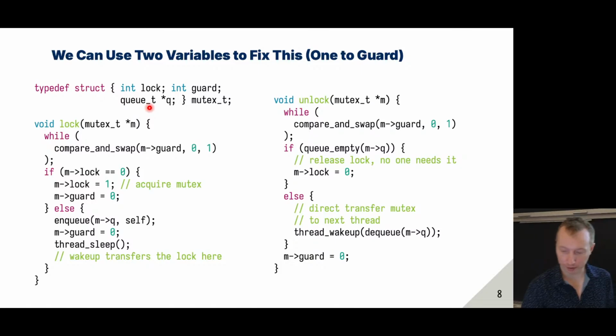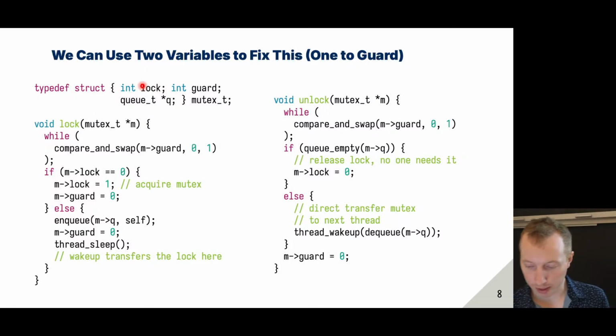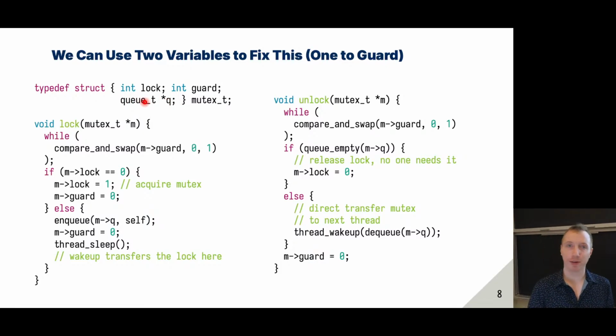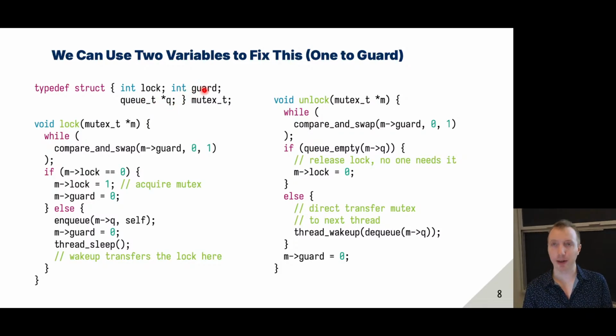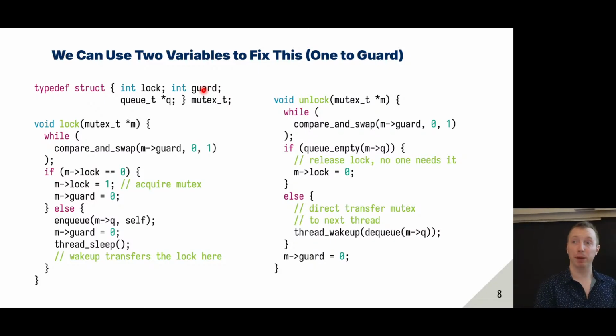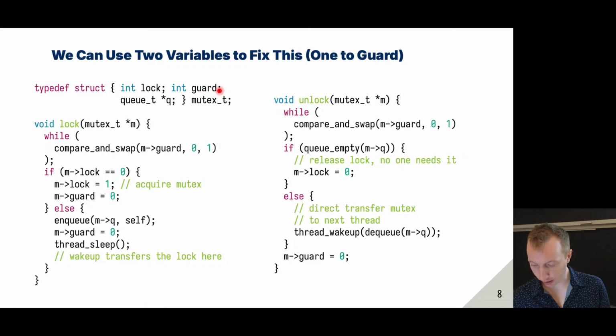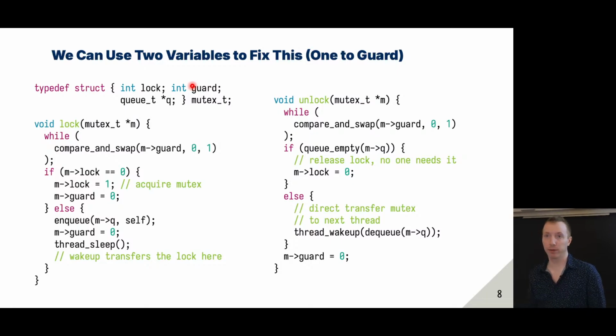So the struct, this int lock, that is the L I was using before, so that is the integer that's supposed to represent the state of the lock. 0 means unlocked, 1 means locked. And then I'm just making that queue explicit. So this is just the wait queue. So these are all the threads that are currently waiting for the lock. And then I now have another int guard. So this int guard is going to be a spin lock. So I'm going to use guard as a spin lock only for my lock and unlock functions.